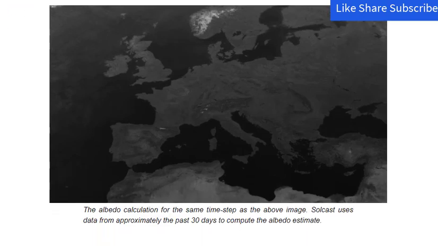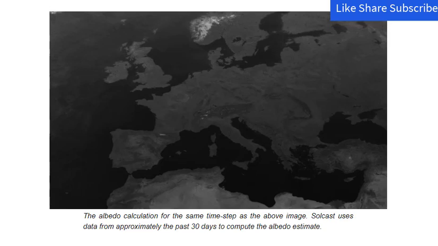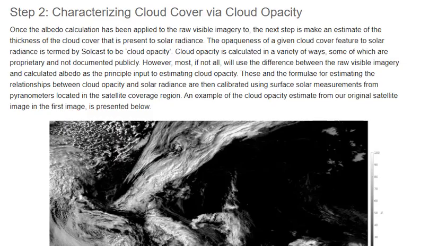Importantly, you'll note the presence of snow cover in various locations on the map, as well as some areas of bright sands in northern Africa. Without an appropriate albedo calculation, these features could easily be miscategorized as cloud cover. The albedo calculation for the same time step as the above image. Solcast uses data from approximately the past 30 days to compute the albedo estimate.